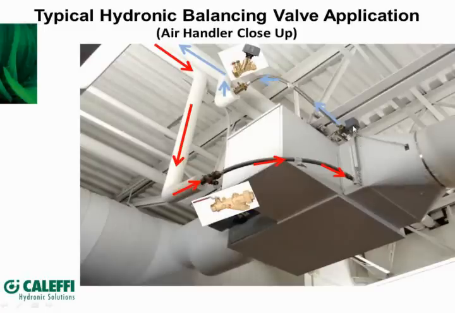As we go through the coil, we come out. Typically there's a control valve. This could be an on-off valve, or it could be a modulating type valve. And before we get to the return side of our header here, a balancing valve.